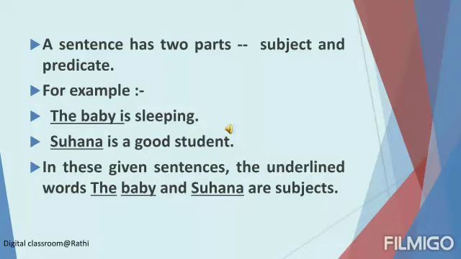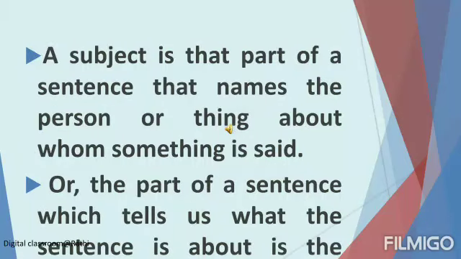Now, see these examples. The baby is sleeping. Suhana is a good student. In these sentences, the underlined words, the baby and Suhana, are subjects. A subject is that part of a sentence that names the person or thing about whom something is said, or the part of a sentence which tells us what the sentence is about is the subject.